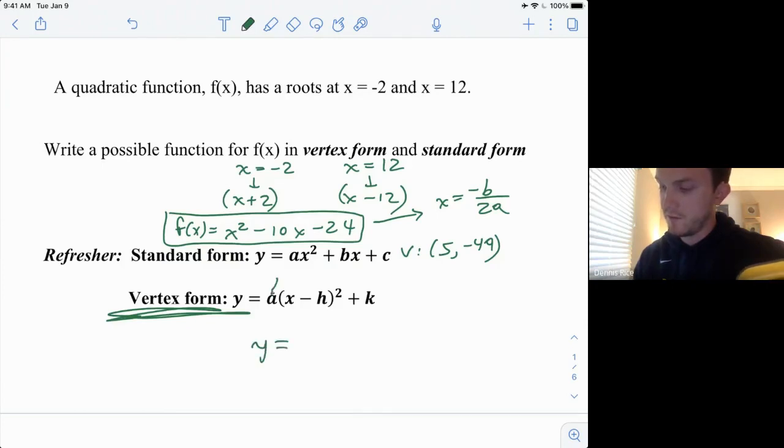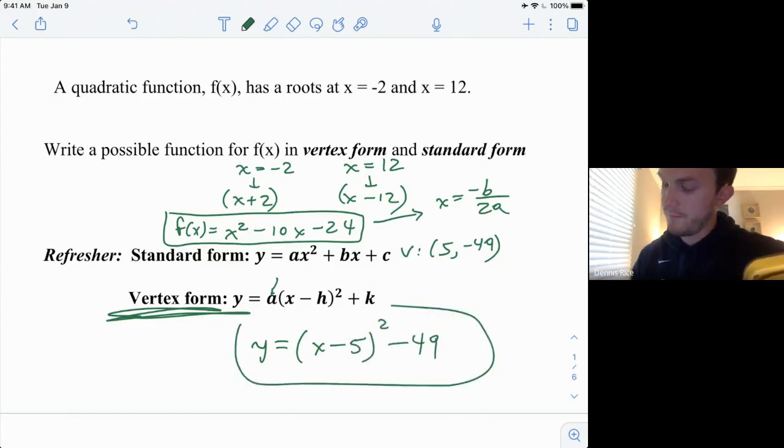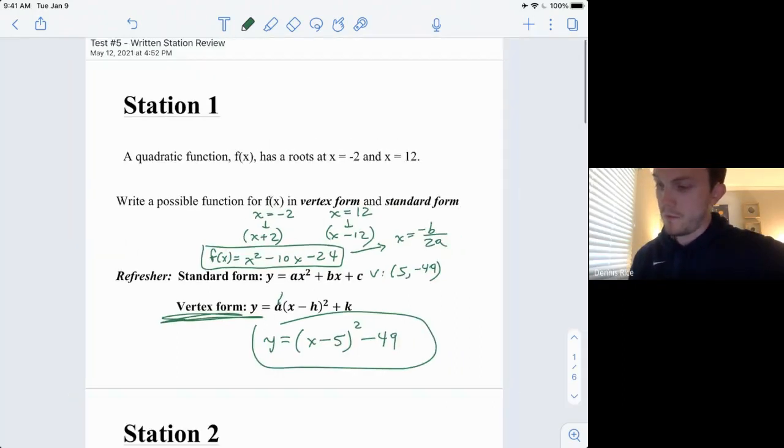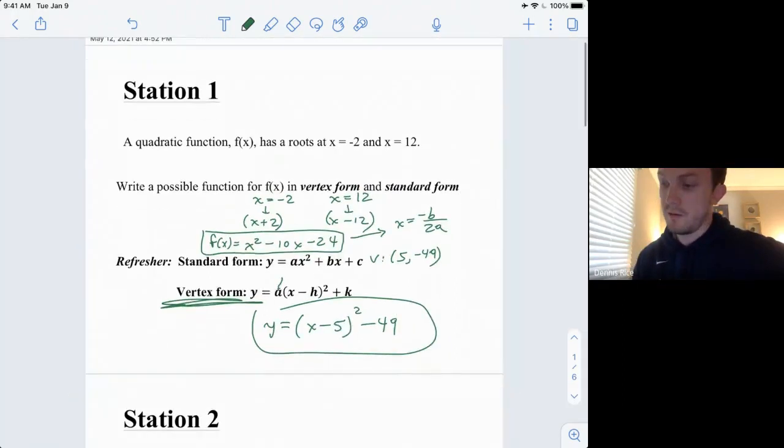We know there's no coefficient a, because we know the standard form version of it. There's nothing in front of x squared. So this should be x minus 5 squared minus 49 in vertex form. Okay, remember you make the number in the bubble the opposite. So even though it's plus 5, we write minus 5 in our bubble. Cool with that one? Questions with that one?